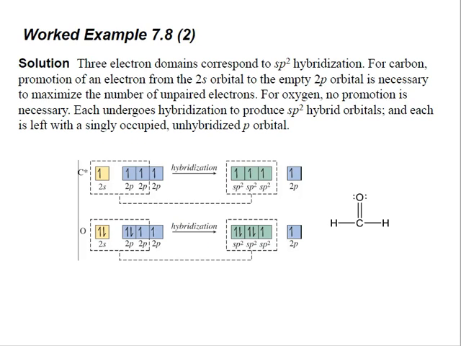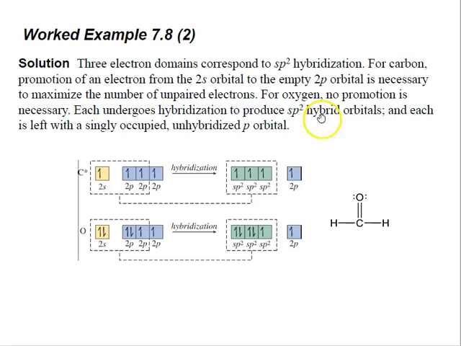So we have 3 electron domains. Since we have 3 things, the hybridization would need to be sp2. Look back at that table, and you would see that it would need s, p, p, which is 3 letters. For the carbon, promotion of an electron from the 2s orbital to the empty 2p orbital is necessary to maximize the number of unpaired electrons.